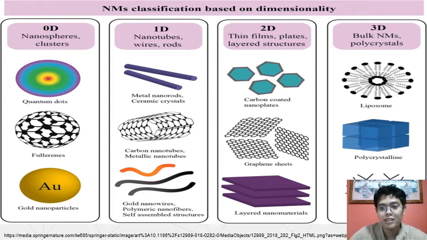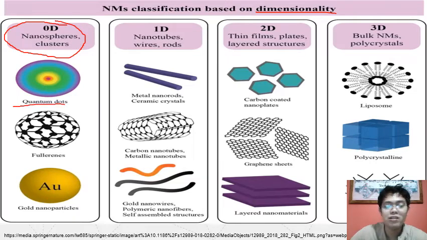Now, those nanomaterials that I mentioned a while ago can be further classified based on their dimensionality. As you can see in this picture, we have four different types of dimensions for nanomaterials. For zero-dimensional nanomaterials, we have the quantum dots, the fullerenes, and the gold nanoparticles. So this is their structural dimension. And we also have one-dimensional nanomaterials like metal nanorods and ceramic crystals. We have carbon nanotubes and metallic nanotubes.